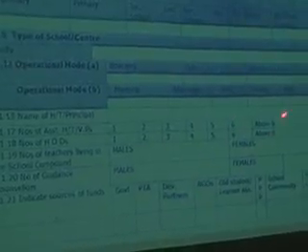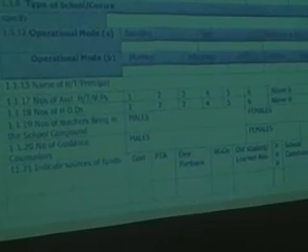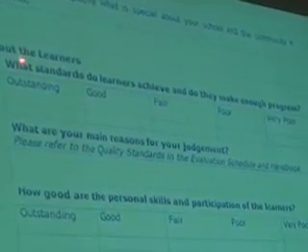Then the name of the head teacher or the principal, then the number of assistant head teachers or vice principals as it were. The number of HODs you have in the school, the number of teachers living in the school compound. So what standards do learners achieve? What are your main reasons for your judgment? So how will you get your reasons?